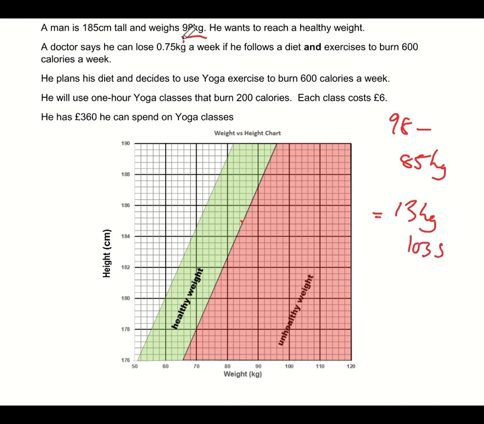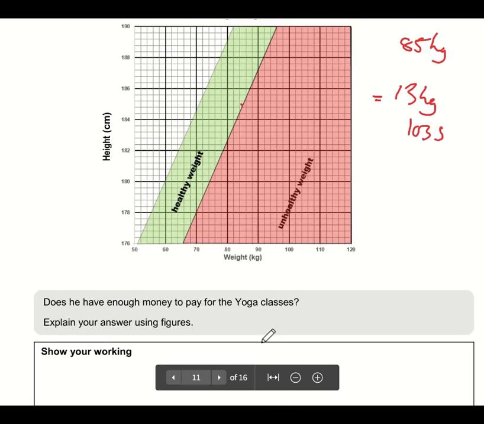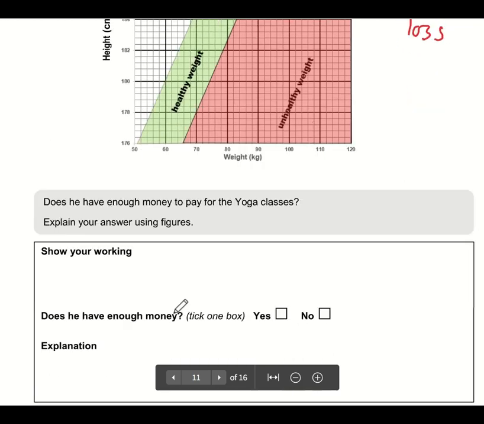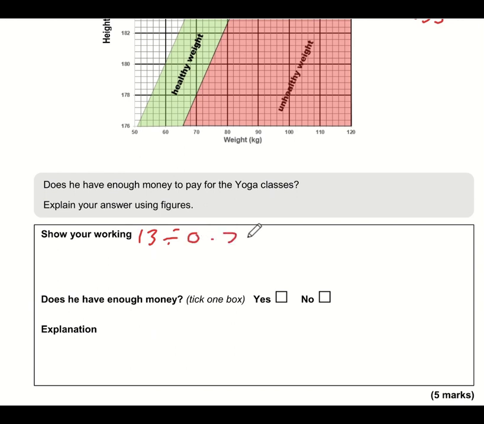Okay, he can lose 0.75 kilos per week. So we need to work out how many weeks that will take. So how many 0.75s are in 13? To show your working, there's not much space for it, but let me just scroll down a bit more. So 13 divided by 0.75 is a total of 18 weeks.